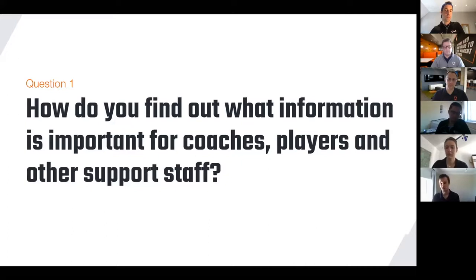I think it's probably also to be aware of your role within the environment. So if you're going in as head analyst, have those discussions with the head coach or the director of rugby or something like that. Whereas if you're an assistant, maybe you talk to some of the assistant coaches. Or if you're an intern, maybe you speak to the head of analysis rather than the coaches. It's just understanding the environment that you're within as well.